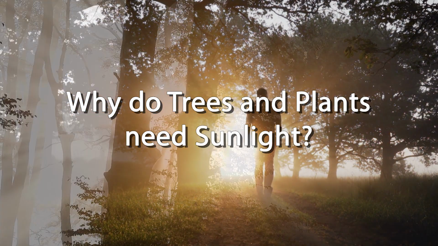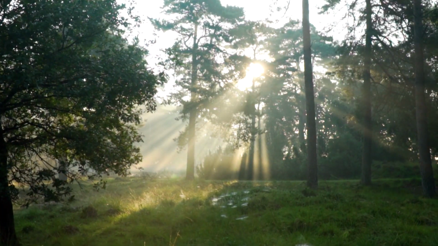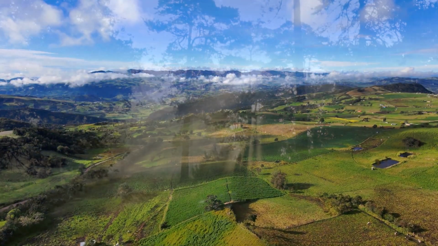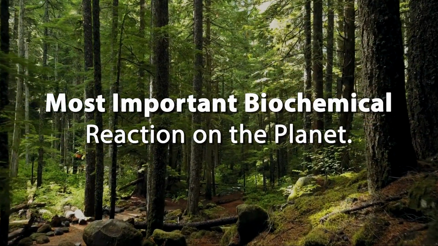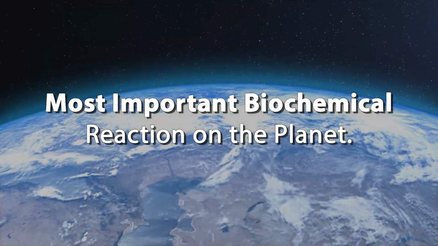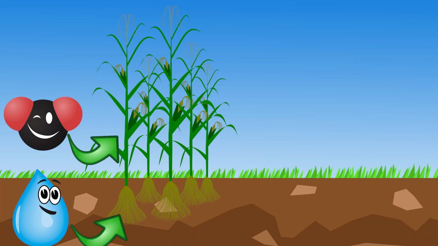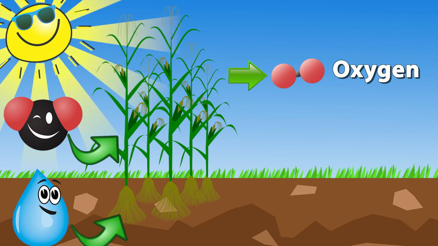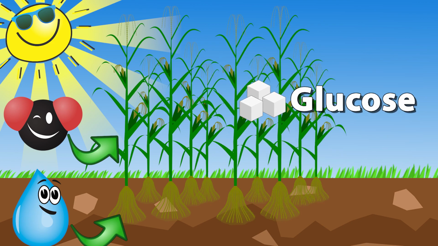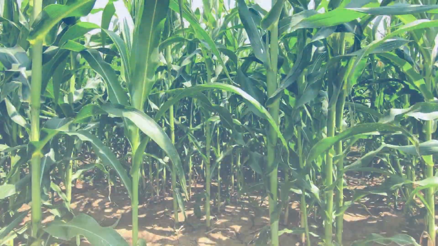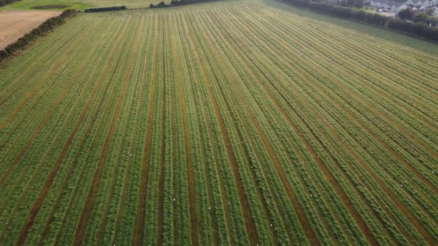Why do trees and plants need sunlight? Trees and plants need sunlight because it's one of the 3 vital ingredients needed for a process called photosynthesis. Photosynthesis is the most important biochemical reaction on the planet. It is the process by which trees and plants use carbon dioxide, water, and sunlight to create oxygen and glucose. Glucose is used as food for the plants and helps them to grow and bloom. This in turn allows us to grow and harvest the crops, contributing to the food supply for all of us.